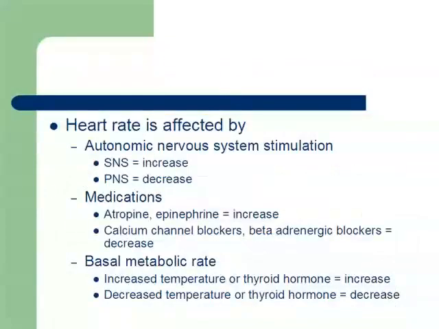Now your heart rate is affected by the autonomic nervous system. The sympathetic nervous system increases it, the parasympathetic decreases. There are medications that can affect it also. Atropine will block the parasympathetic nervous system, because it's anticholinergic. So that will allow the epinephrine and norepinephrine to take over, and so therefore that will increase the heart rate. Epinephrine and norepinephrine are your catecholamines. The calcium channel blockers, beta-adrenergic blockers, will decrease the heart rate.